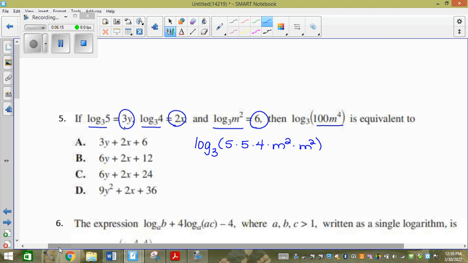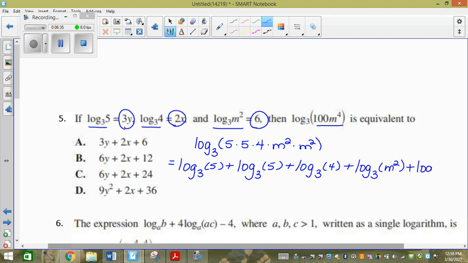What can I do in multiplication? Add a whole bunch of logs. So I'm going to get equals log base 3 of 5 plus log base 3 of 5 plus log base 3 of 4 plus log base 3 of m squared plus log base 3 of m squared. And so I'm going to get log base 3 of 5, which is 3y, plus 3y. Log base 3 of 4 I can toss out and replace with 2x. And then log base 3 of m squared I can replace with 6 and 6. So I'm going to get 3y plus 3y, which is 6y, plus 2x, plus 12.